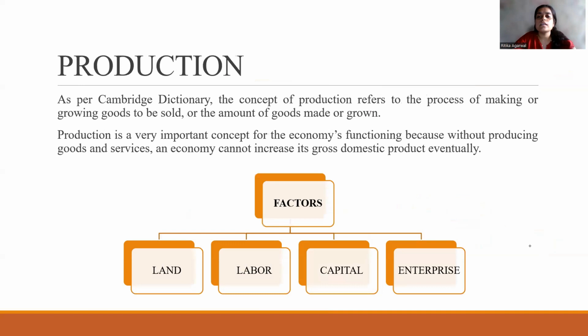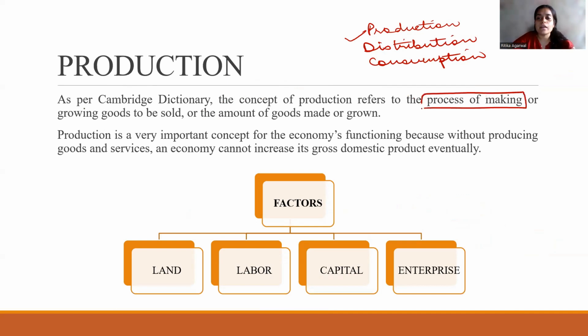All right. Next is what is production. In economics, we have three terminologies used: production, distribution, and consumption. So we'll talk about production first. In general, if you see the literal meaning of the term production, it is nothing but the process of making something, or you can say growing something. So the process of making or growing goods to be sold.